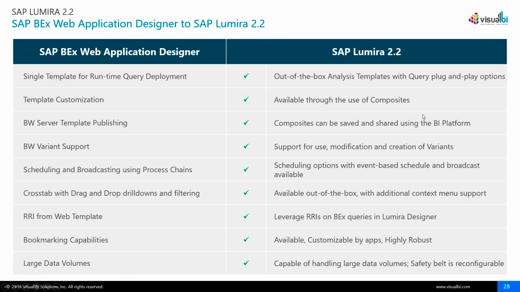Now, a large segment of customers who've been in love with Web Application Designer now have enough options to convert to Lumira 2.2. Again, this will be a manual rebuild, but some of the most sought after functionalities of WAD are now available in 2.2, either directly or as alternatives. For instance, your zero analysis template in Web Application Designer has a counterpart in Lumira Designer as a generic analysis template. This is also a ready to run template and can be used with queries on the fly. And not to mention, there are new features like support for BW variants, which should provide a lot of familiarity for existing application designer users.